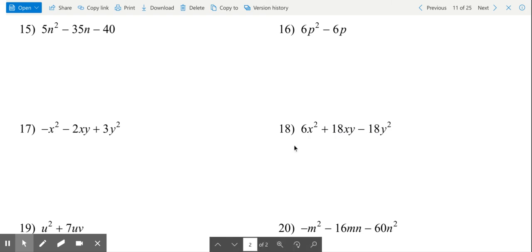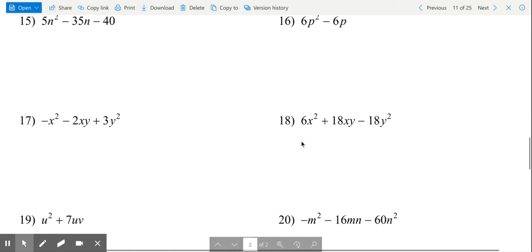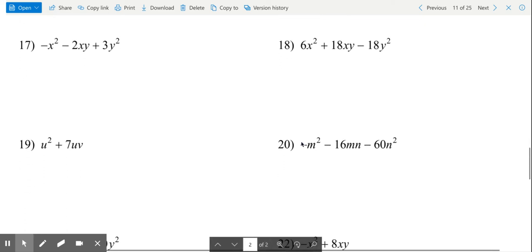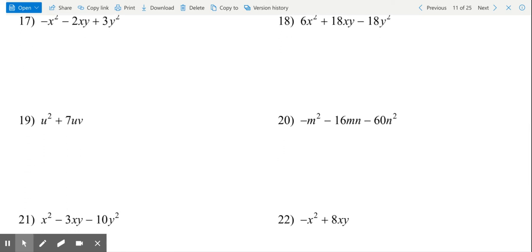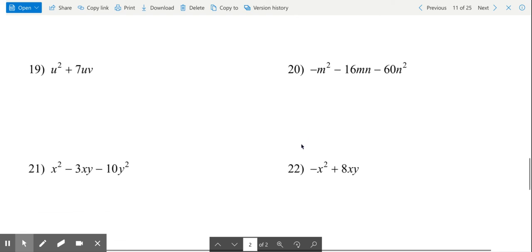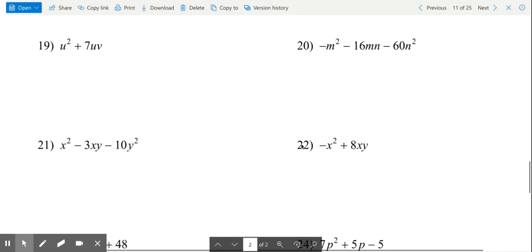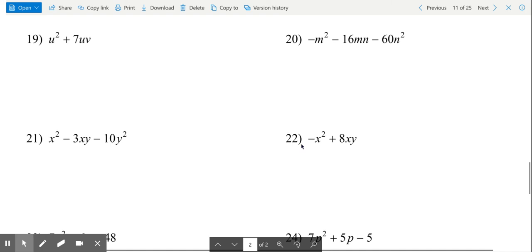Also, you would factor out the GCF first. So these are all divisible by 6, right? So you'd factor out a 6 first on that. So remember to always be looking for those GCFs to factor out first.